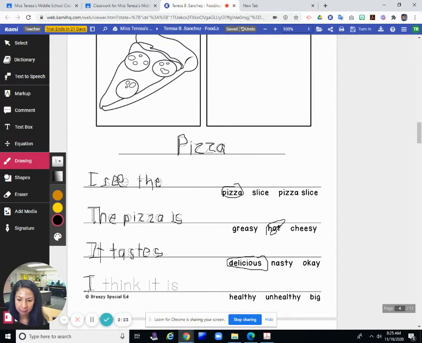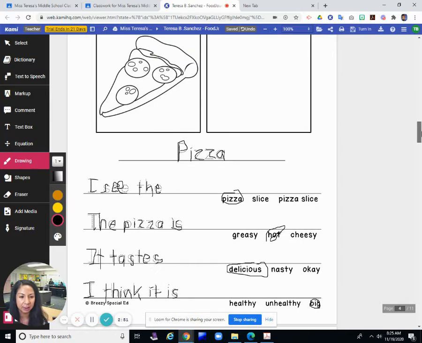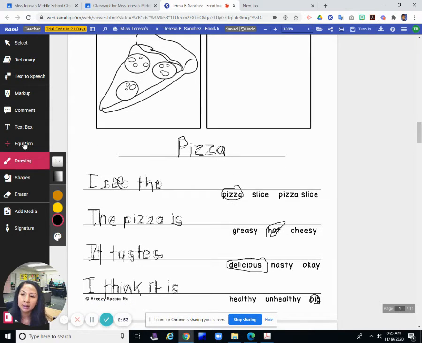Okay, I, capital I, think, T-H-I-N-K, I think. It is healthy, unhealthy, or big. I think it is big. It's not healthy, but it's not unhealthy. If you eat it once in a while, it's okay.